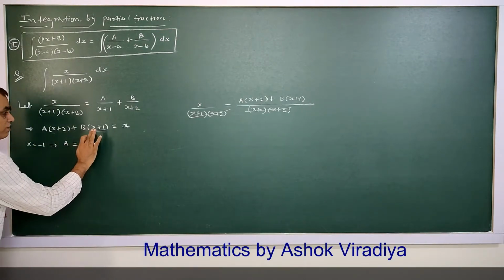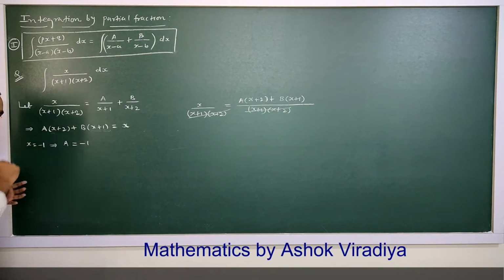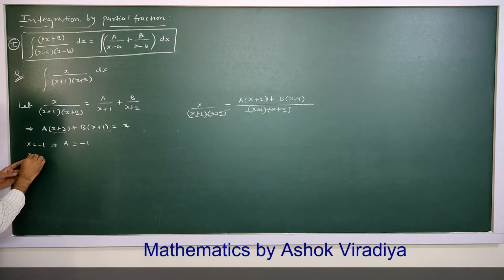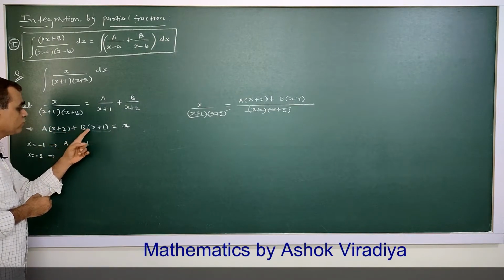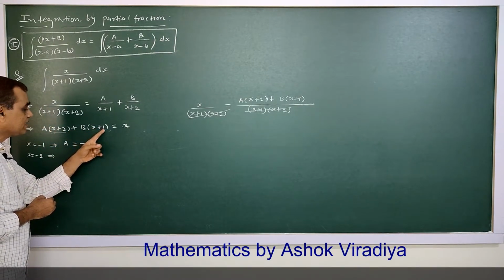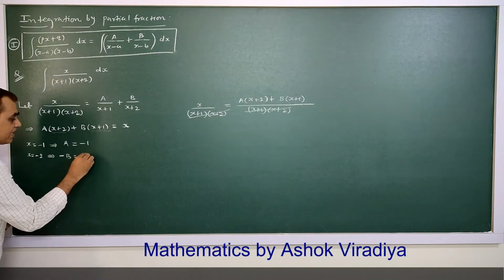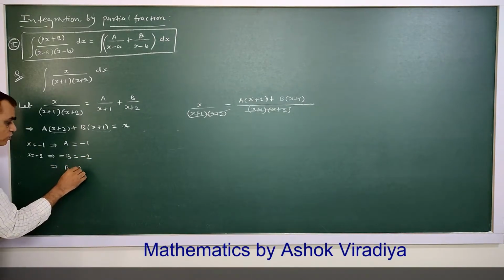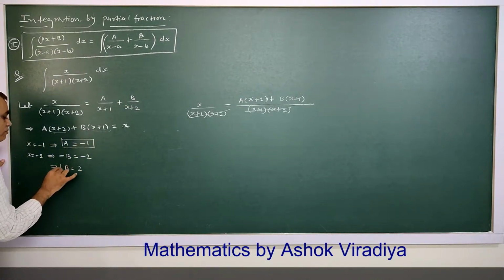Now to obtain the value of b, try to eliminate this number. So take x equal to minus 2. So minus 2 plus 2 is 0, plus b into minus 2 plus 1 is minus 1b, equal to x, which is minus 2. So b is equal to 2. So the value of a is minus 1, the value of b is 2.